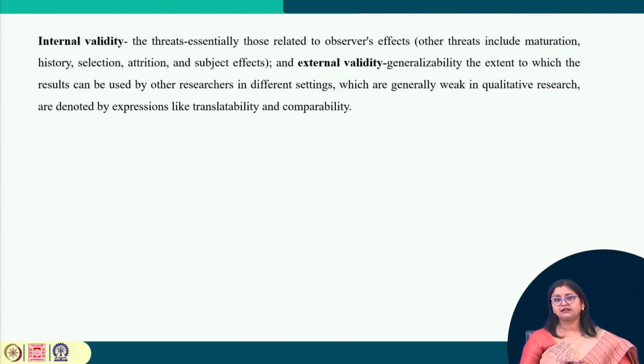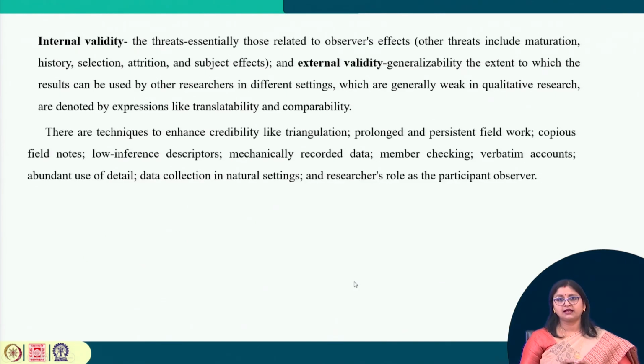And the external validity, the generalizability: the extent to which the results can be used by other researchers in a different setting, which is generally weak in qualitative research, and is denoted by expressions like translatability and comparability.